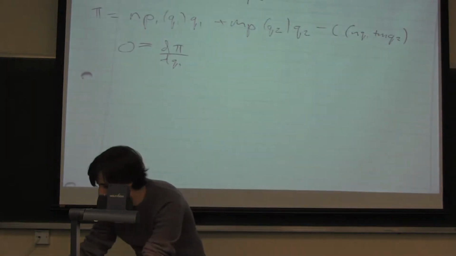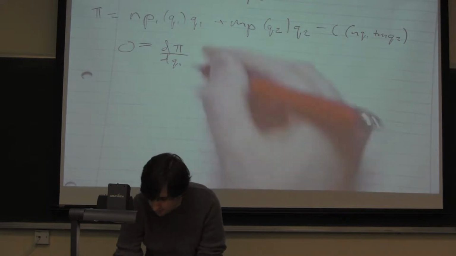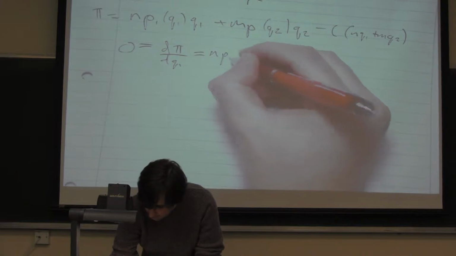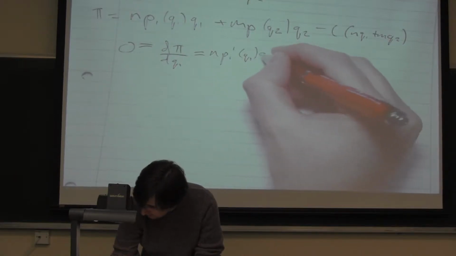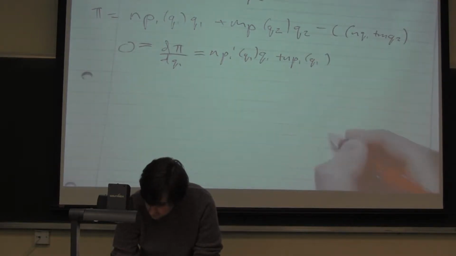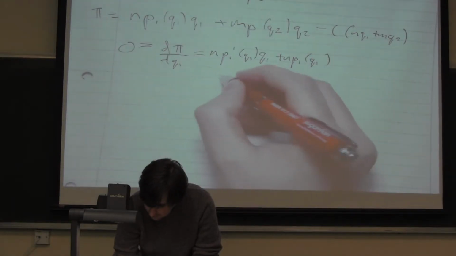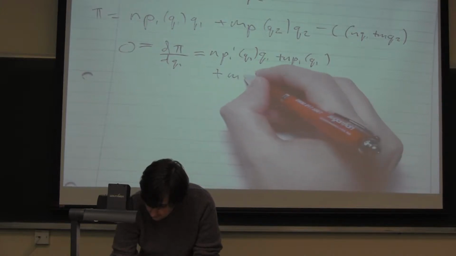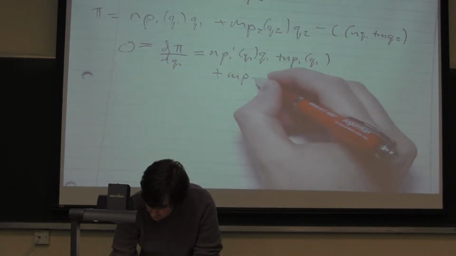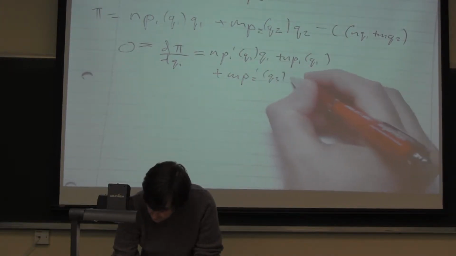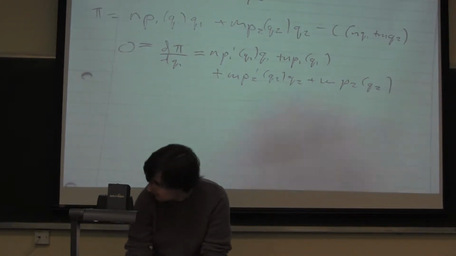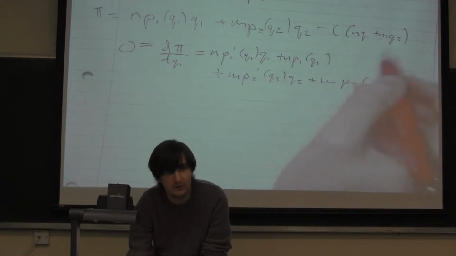So it's almost exactly the same as what we had before, but now we've just got n copies of this thing. So we get n P1 dashed Q1 times Q1 plus n P1 Q1. And that's from that term. Then from the next term we get m P2 dashed Q2 plus m P2 Q2. And then we get the marginal cost term.